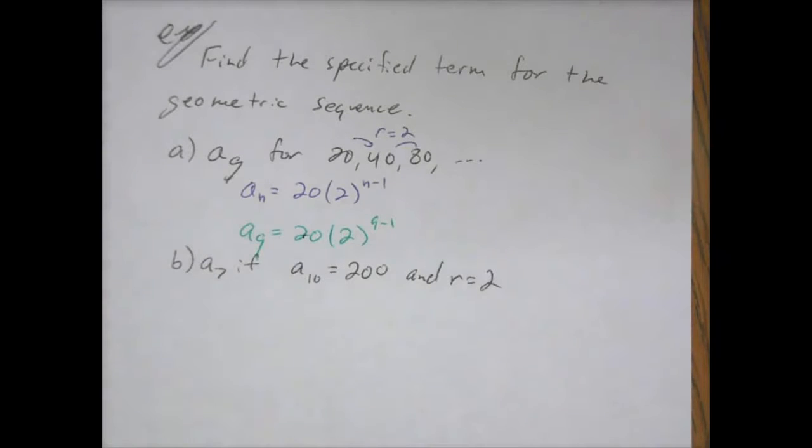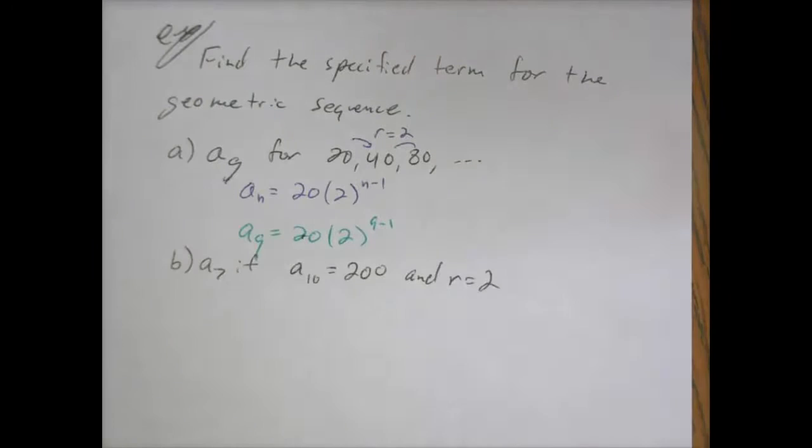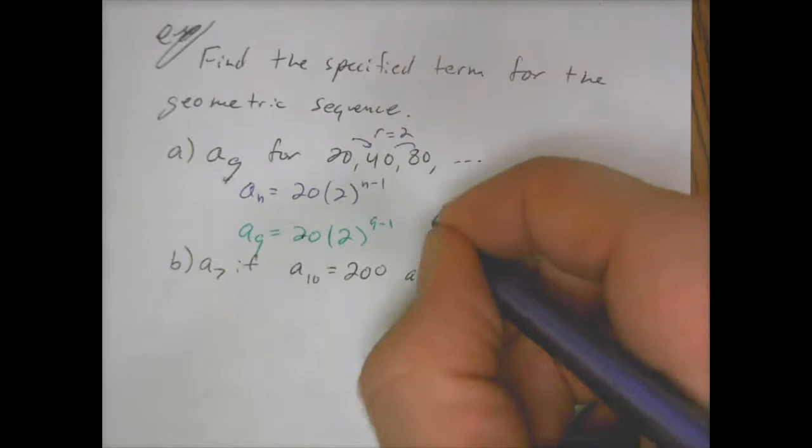Maybe it's 256. So we got 256 times 20 is 5120. So my ninth term is 5120.